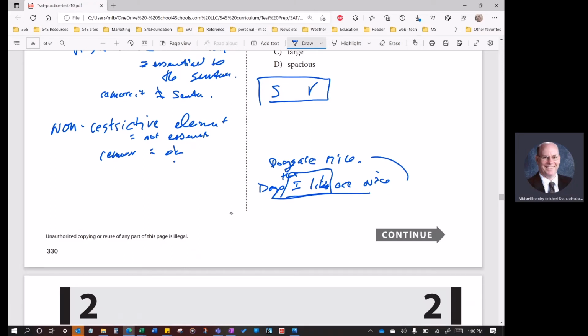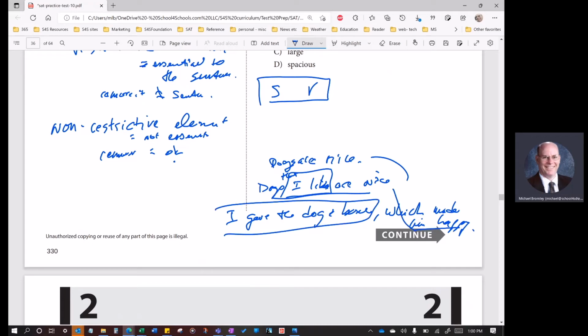Okay. So, but if I say I gave the dog a bone, comma, which made him happy. If I remove this from my sentence, I still have a core piece of my sentence that makes sense. I gave the dog a bone, which made him happy. So that comma is appropriate there. In fact, it'd be inappropriate to not have the comma because then that would sort of run these two clauses into each other. The word which generally introduces non-restrictive elements, and the word that generally introduces restrictive elements.